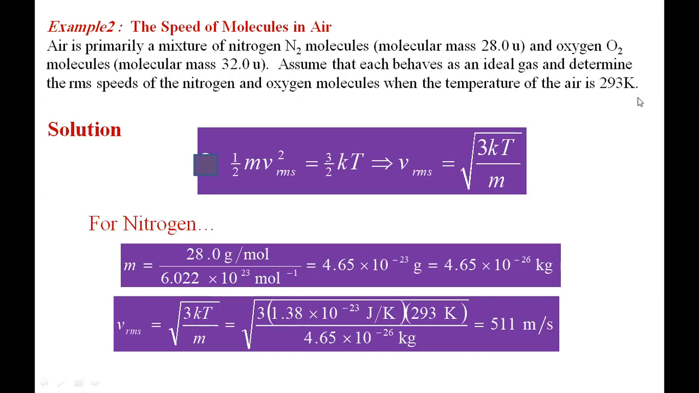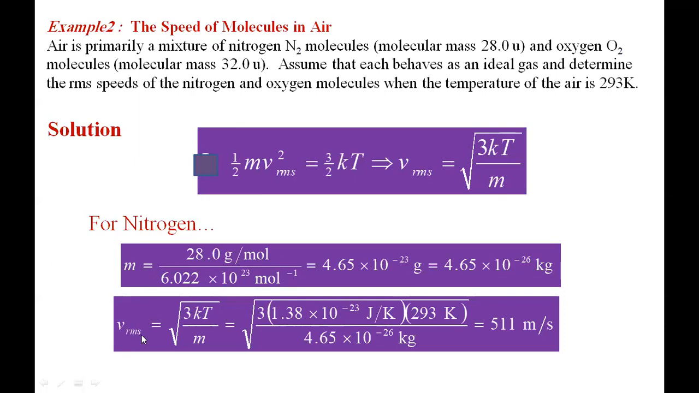293 Kelvin. So we know the solution for the kinetic energy: half M V RMS squared equals 3 over 2 kT, and VRMS equals the square root of 3 kT over M. So now we have to substitute for nitrogen M. What's M? M is 28 grams per mole. So we want to convert it to mass: 28 grams per mole divided by Avogadro's number, 6 times 10 to the power 23 per mole. The result equals 4.65 times 10 to the power minus 26 kilograms.